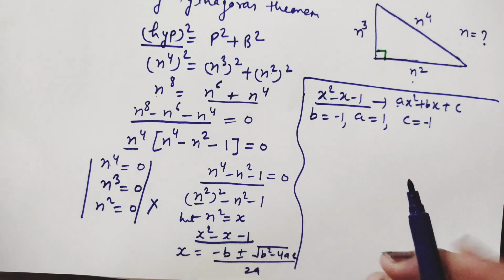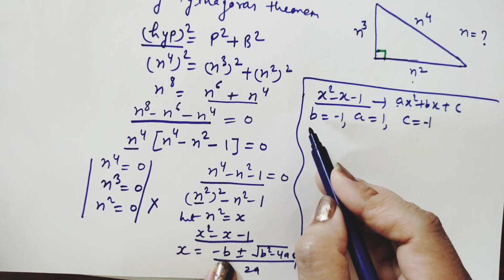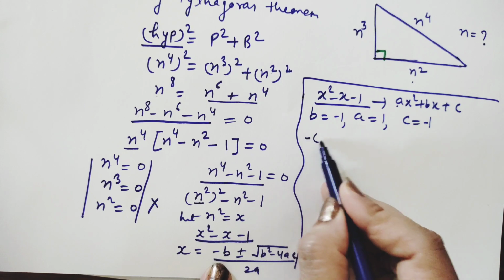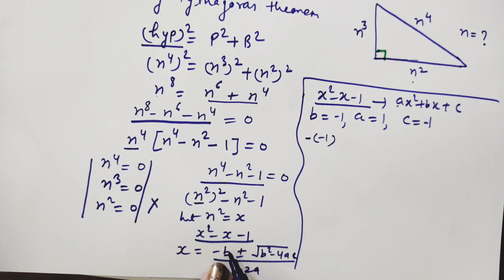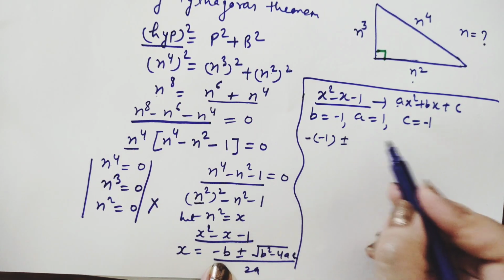Now put the A, B, C values in the quadratic formula. Here is the minus B. The B value is already negative, so minus and minus 1. We put the B value as minus 1, and outside there is already the minus sign. So minus minus is plus; it will be plus in the next step.